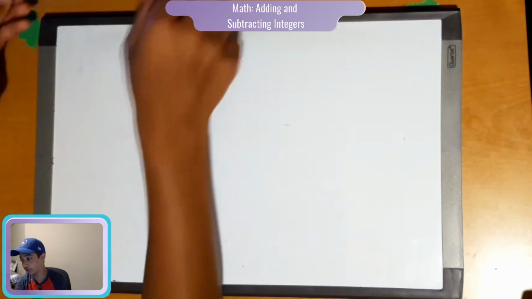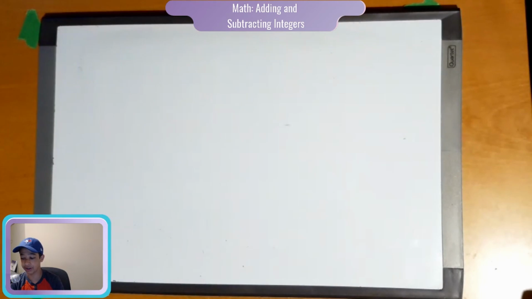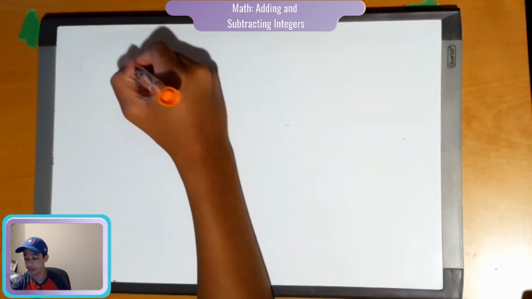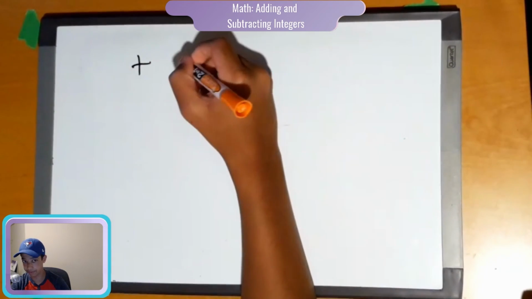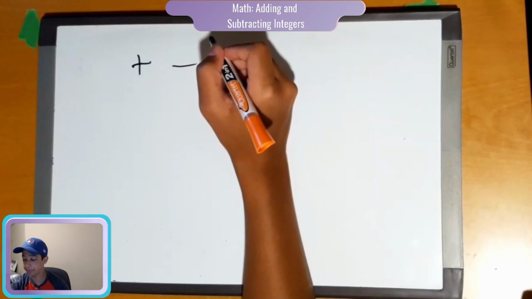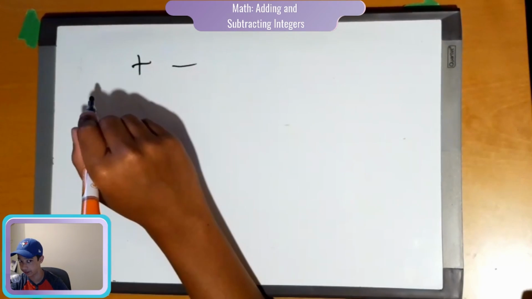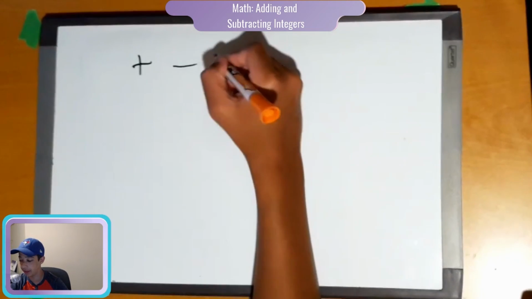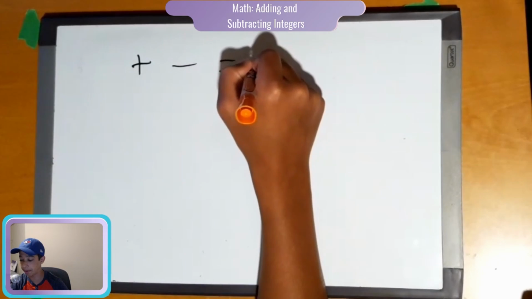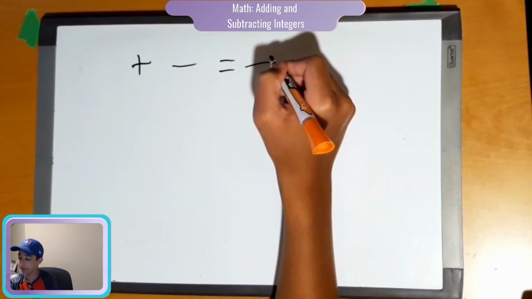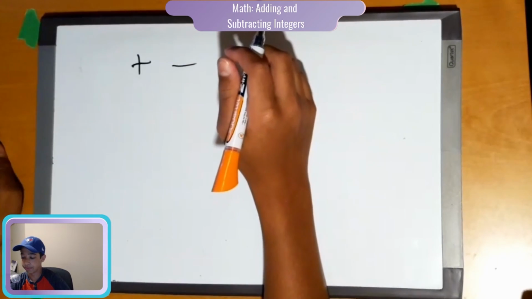So one thing I'm going to show you is there's a lot of times when you're adding integers that you're going to find a positive sign beside a negative sign. And what I'm going to tell you about this is when you find a positive sign beside a negative sign, it's always going to end up, if you combine the two, you'll end up with a negative sign. So it might not make much sense. Let me show you an example.